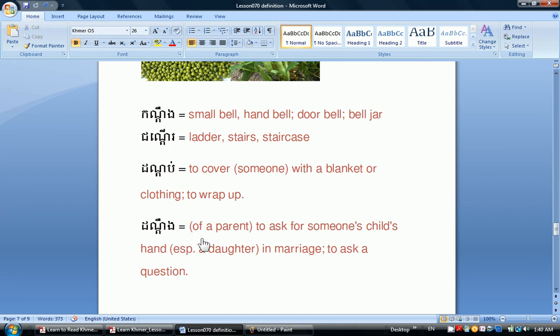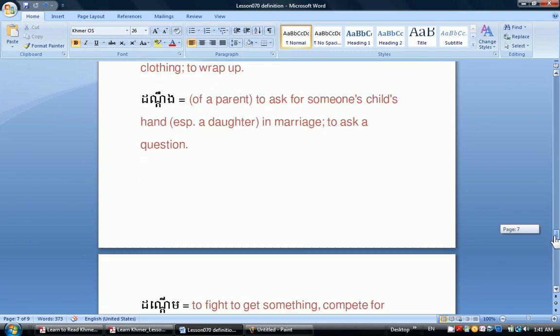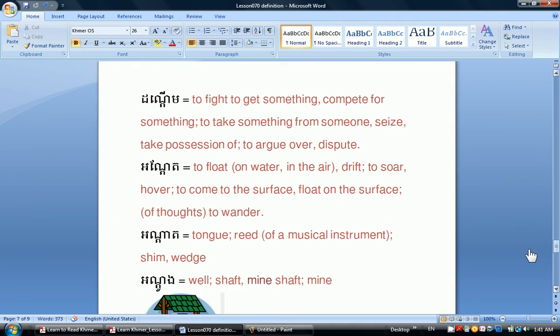Dandang means of a parent to ask for someone's child's hand, especially a daughter, in marriage, or to ask a question. Dandang means to fight to get something, to compete for something, to take something from someone, to seize, to take possession of, to argue over, or to dispute.